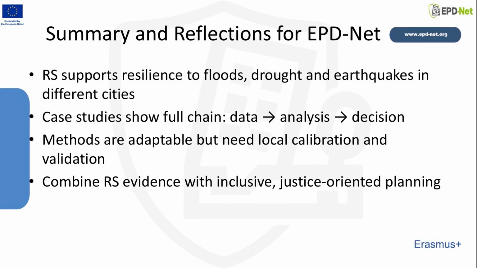We stress that while the methods are conceptually adaptable across cities, they require careful local calibration, validation with field data and continuous dialogue with local experts and stakeholders. We conclude by emphasizing that remote sensing evidence reaches its full potential only when embedded in inclusive planning processes that recognize social inequalities and seek to deliver resilience benefits in a fair and transparent way.